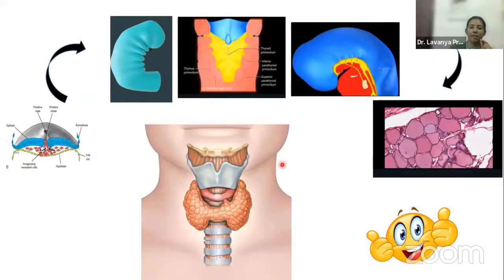So this is the entire cycle of the development of the thyroid gland and its tissue parenchyma. Thank you.